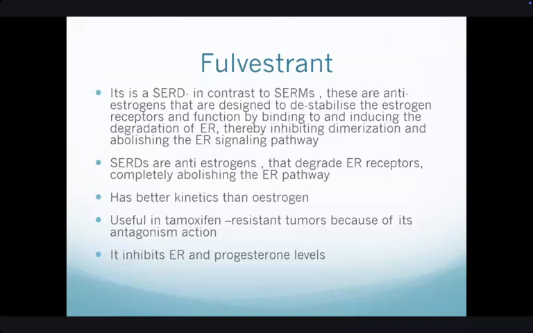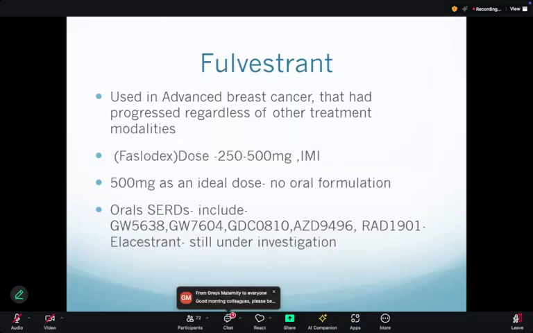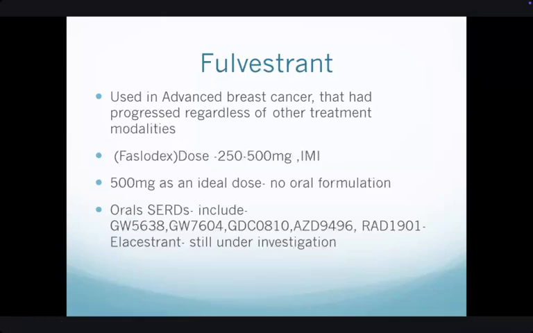Despite a large percentage of tamoxifen-resistant cancers displaying cross-resistance to other SERMs, it has come to light that these cancers still heavily engage the ER signaling axis and continue to rely on the growth pathways mediated by the receptors. The fact that the ER signaling pathway remains active could be explored with this drug. So it is mainly used for advanced breast cancer that progresses regardless of other treatment modalities.